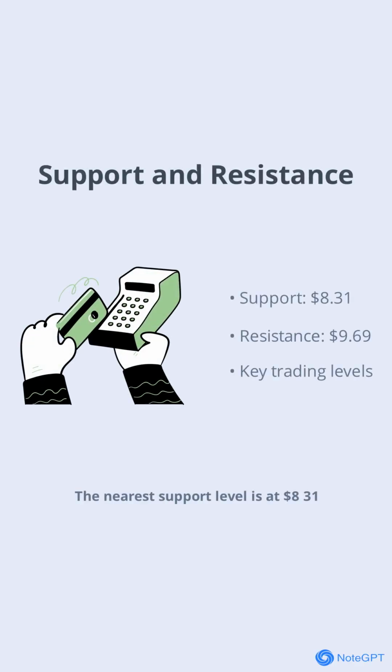Nearest support level is at $8.31, while resistance is at $9.69. The current price is close to resistance, so a breakout above this level could trigger further gains. Conversely, if the price falls below support, it may signal a short-term pullback. Support and resistance levels are essential for setting targets and managing risk.